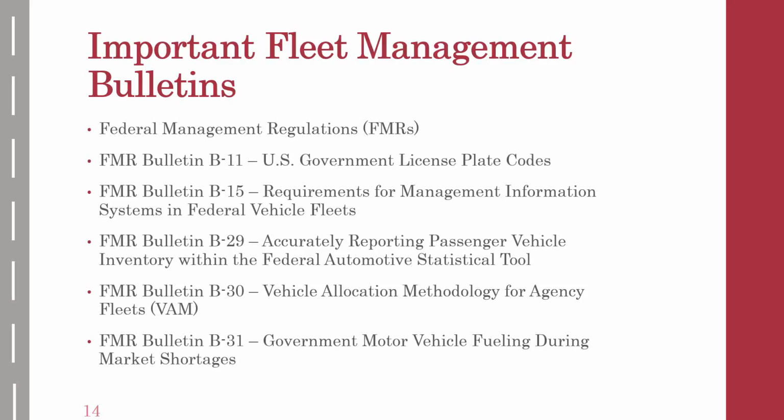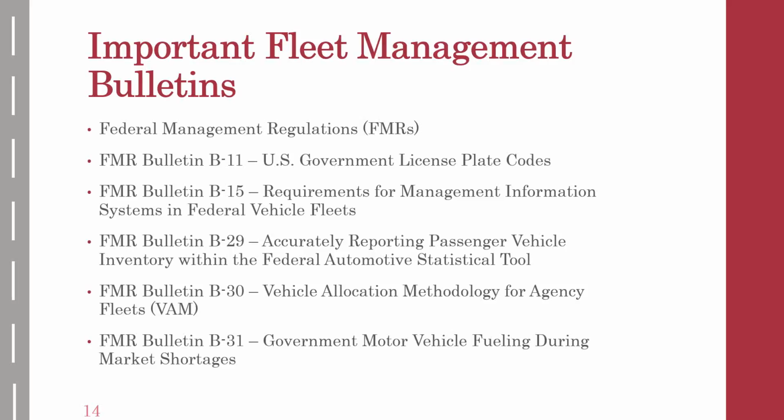B15, we talked about fleet management information systems. So B15 outlines requirements for management information systems in federal vehicle fleets. So there's some minimum standards as to the types of information that you should be collecting in order to call your FMIS B15 compliant. There's the FMR Bulletin B29, where it talks about accurately reporting passenger vehicle inventory through FAST. That's the Federal Automotive Statistical Tool.